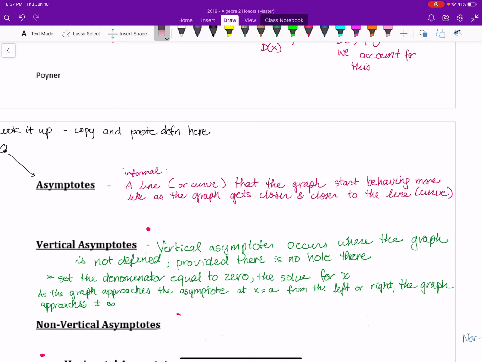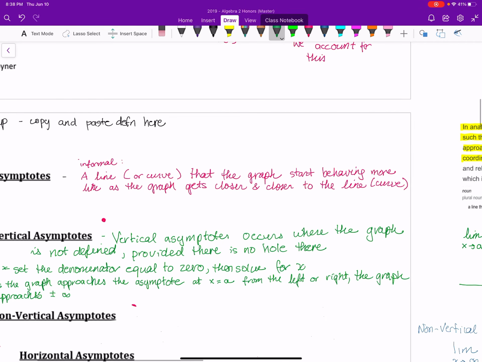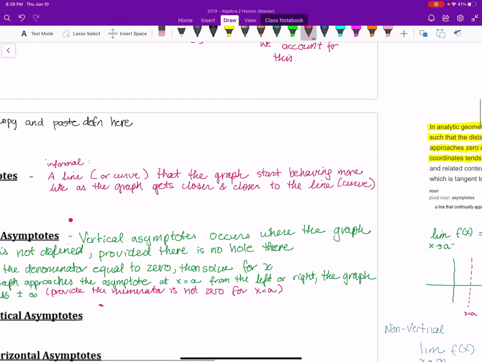So here, set the denominator equal to 0, then solve for x. As the graph approaches the asymptote at x equals a, from the left or the right, the graph approaches positive or negative infinity. Here again I have to put a little caveat on that: provided the numerator is not 0 for x equals a. Because if that happens, then there is actually a hole there, and we have to take care of that first.